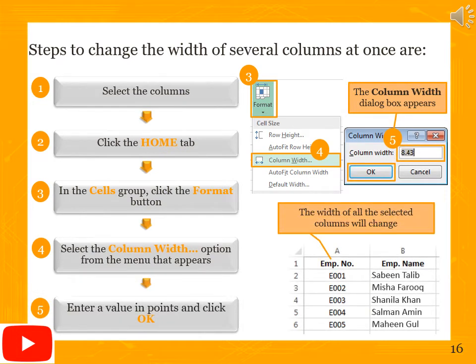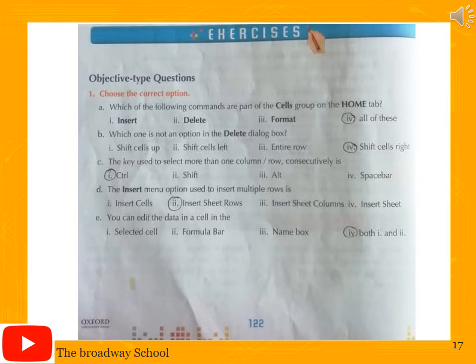Another procedure which I have showed you in the video as well. Now select a column, click the Home tab. In the Cells group, click the Format button and then select the Column Width option from the menu that appears. Enter the value and click OK. Key terms and memory byte, do by yourself and learn them.